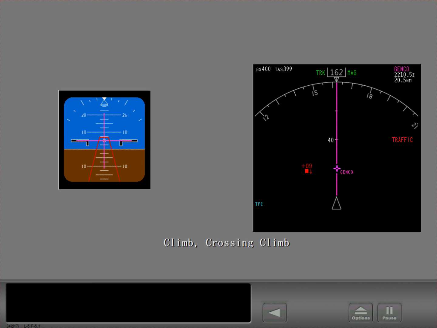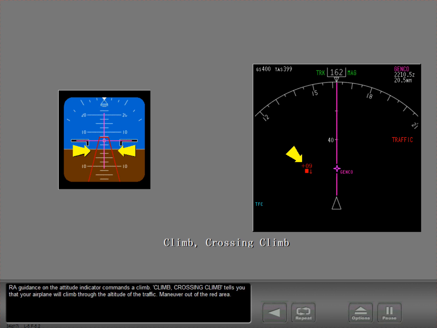Climb, crossing climb. Climb, crossing climb. RA guidance on the attitude indicator commands a climb. Climb, crossing climb tells you that your airplane will climb through the altitude of the traffic. Maneuver out of the red area.